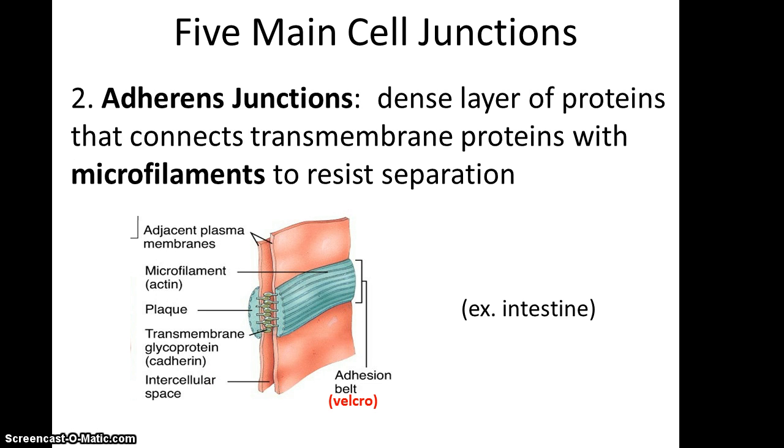Next is adherent junctions. Here you have a dense layer of proteins that connects transmembrane proteins with microfilaments, and this is to resist separation. So as you can see, the microfilaments, which is part of the cytoskeleton, are located in a strip with these proteins that then contact the transmembrane proteins that adhere. I like to think of this as a kind of Velcro, because even though it does attach the cells together, it isn't as impenetrable as the tight junctions. And a good example of where these are located is the intestine.